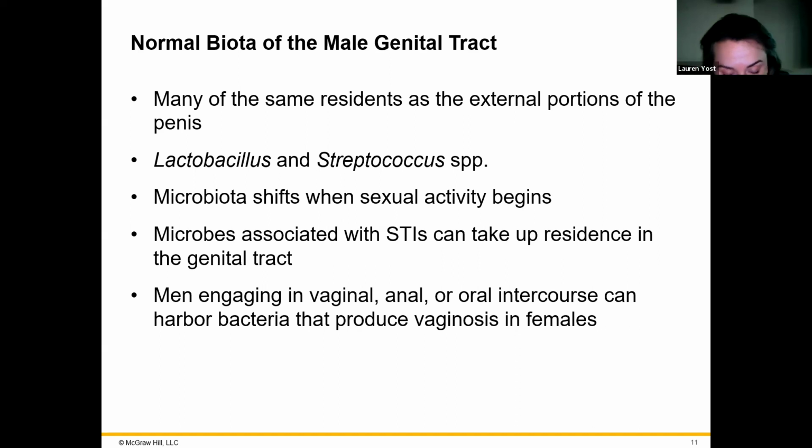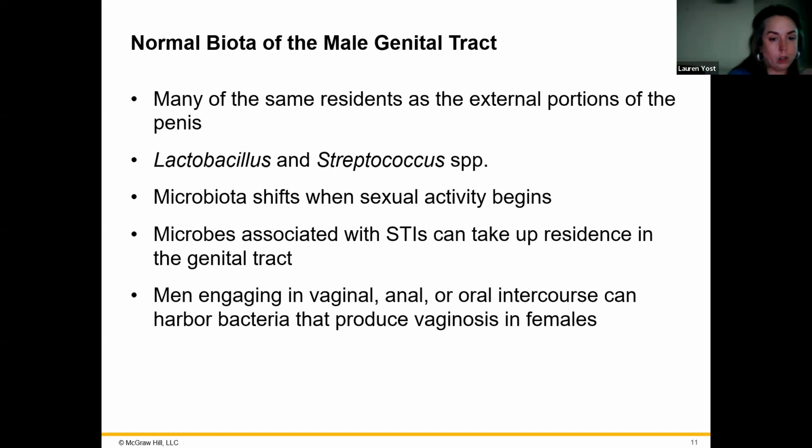Both males and females have high counts of lactobacillus as part of their biome naturally. That's a very important thing in maintaining the pH of both. Men also tend to have streptococcus species. There's shifts when sexual activity begins due to exposure to other individuals' biomes, of course.